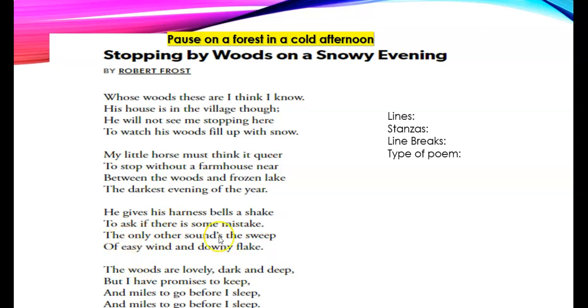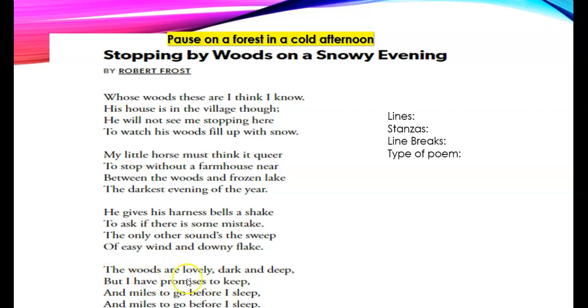The only other sounds, the sweep. Oh, so what sound do we hear? Only the sweep of easy wind and downy flake. So boys and girls, is it very loud? No, right? It's very, very quiet. Look what it says. The only other sounds, the sweep of easy wind and downy flake. So it's only his horse and himself and the woods, and you can hear every time he steps, you can hear the little crackling in the snow. I can see the little horse who thinks it's very weird. They're maybe out in the middle of nowhere in the woods.